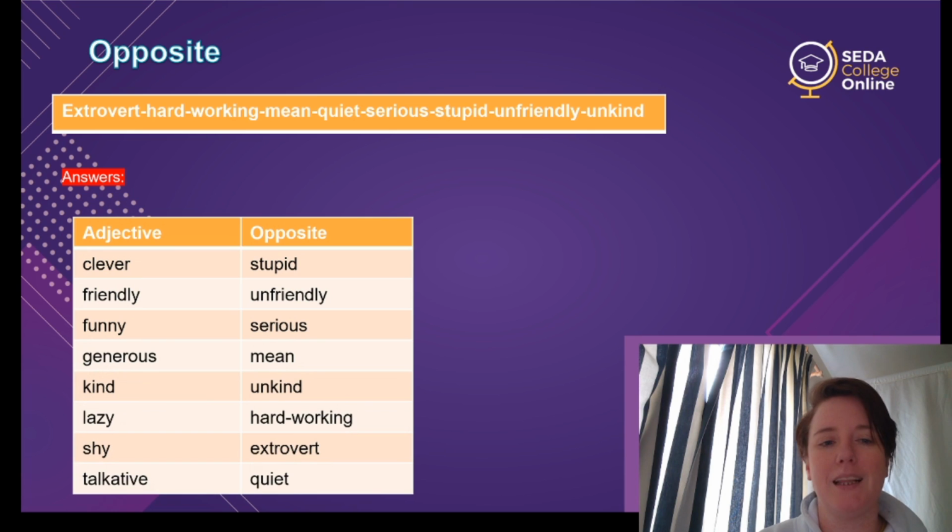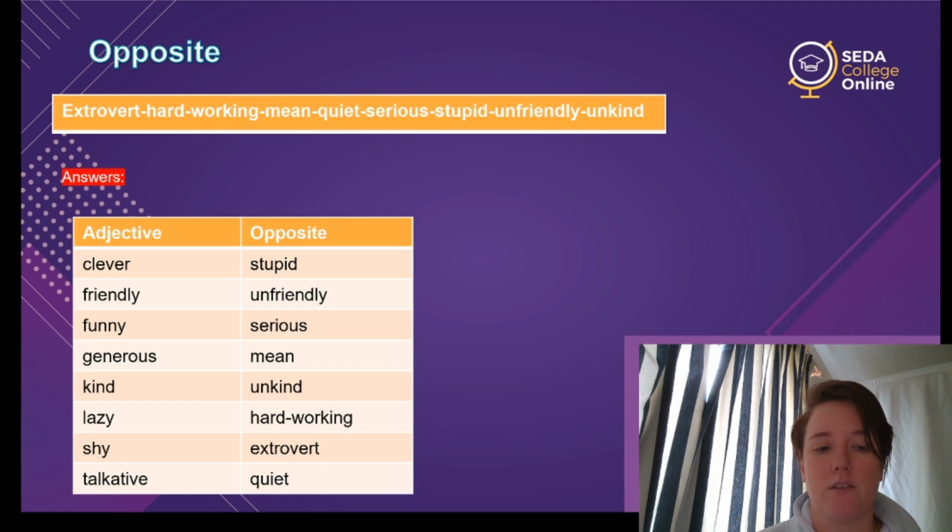So here we go. Clever, opposite, stupid. I don't like this word. In my opinion, nobody is stupid. But in the definition, the opposite of clever is stupid. Okay? Nobody is stupid, I think, anyway. Friendly, opposite, unfriendly. Yeah, somebody who is not friendly, they're unfriendly. Funny, serious. Somebody who is not funny is serious. Generous, the opposite of generous is mean. Kind, unkind. Lazy, hardworking. Okay, so a person who is the opposite of lazy is hardworking.